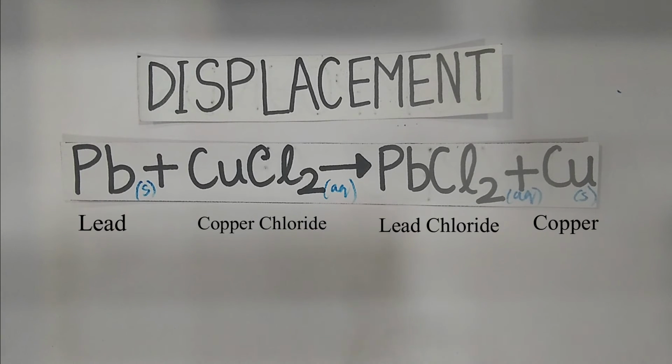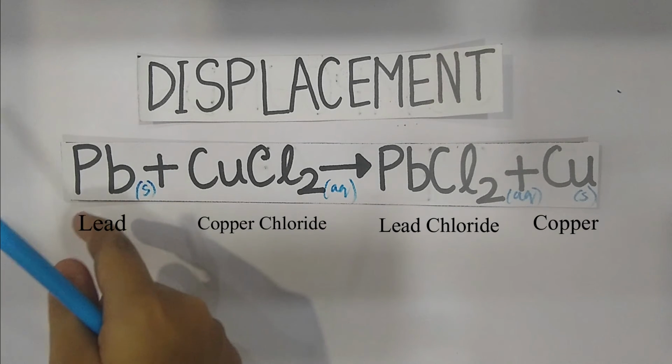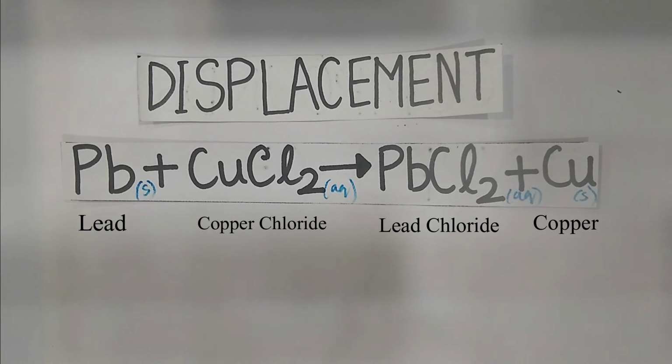Now you might ask yourself, how do you know that Pb, which is lead, is more reactive than Cu? For that, you have a list of elements in increasing or decreasing order of reactivity, and you will have to memorize that list so that you get to know which element is more reactive than the other. Looking at these examples, we got to know that zinc and lead were more reactive than copper.